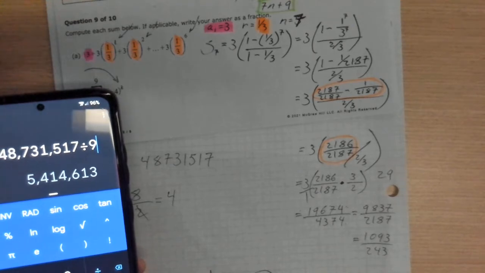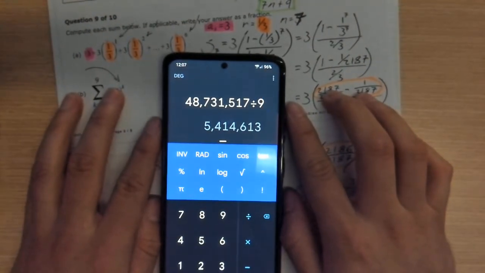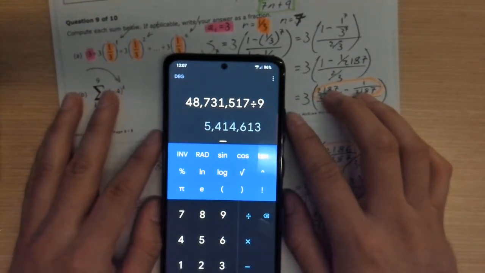That divided by 9. Look, divisible by 9. There's no decimals. It's still a big number. Yes, and I made it so that it would be divisible by 9.